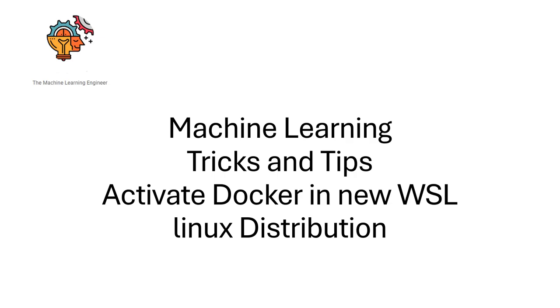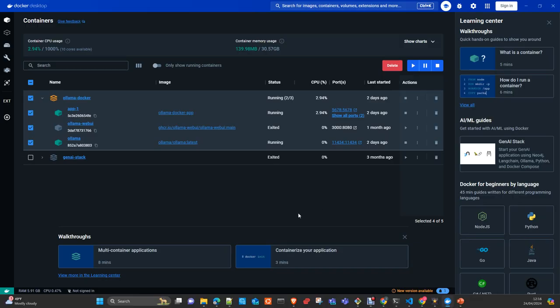Today I will show you how to activate Docker in a new distribution that you just installed in Windows Subsystem for Linux. Obviously, the first requirement that you need to fulfill is to have Docker Desktop installed in your host machine, in my case, my Windows machine, because I'm working with the Windows Subsystem for Linux.